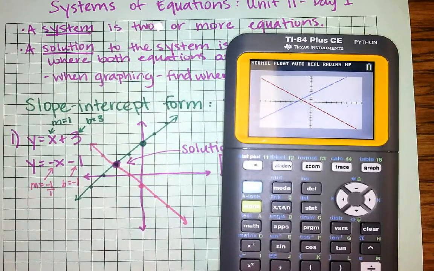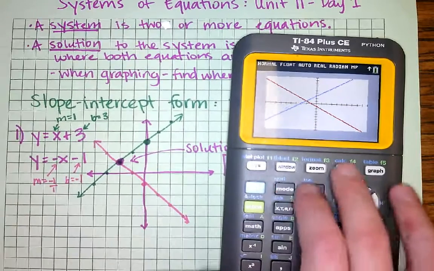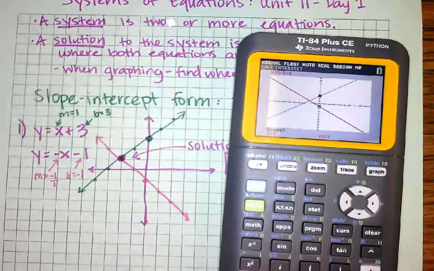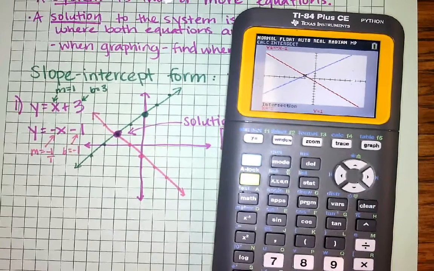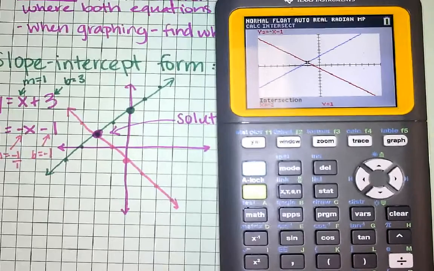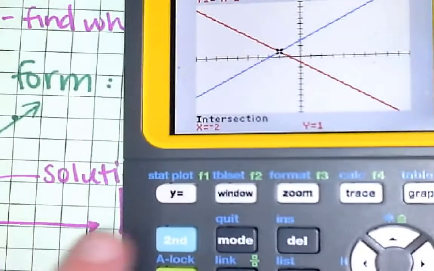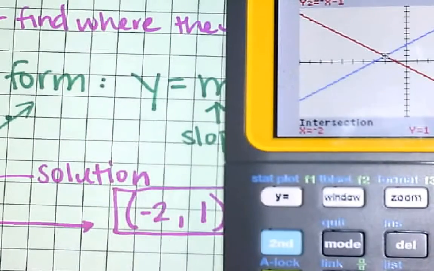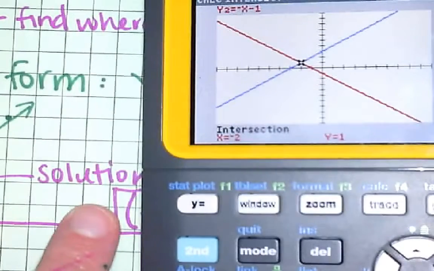Now, how could I calculate the intersection of that solution? Any ideas? Second trace. You find your intersection there. Then you hit enter, enter. And then your guess, you can scroll to your guess, or you can just do enter, enter, enter. And it gives you the solution. And guys, you see on your calculator right there, it tells you that the intersection is negative 2, 1. So your whole solution is negative 2, 1. Do you guys feel good about being able to find that intersection there?